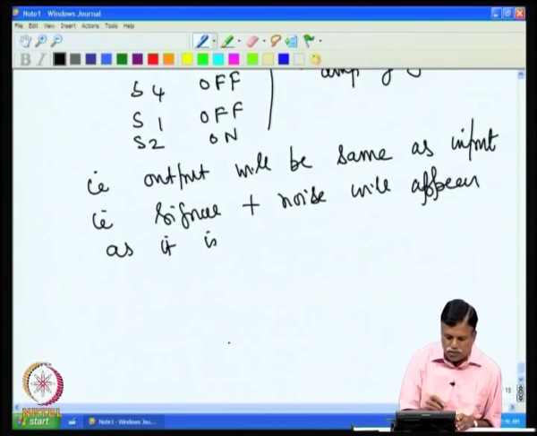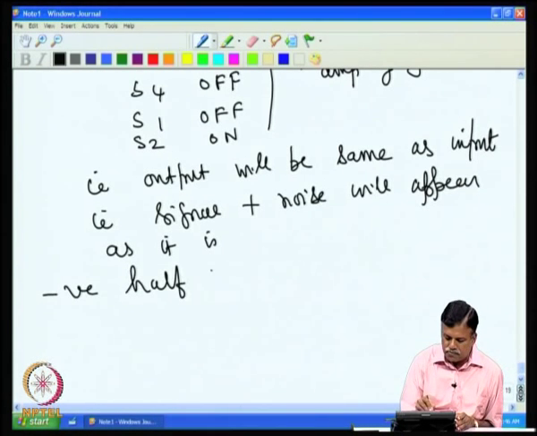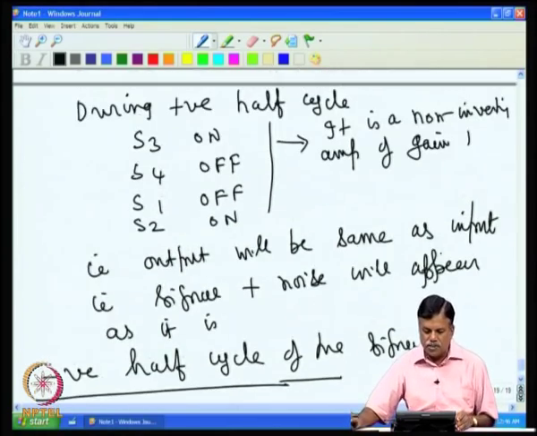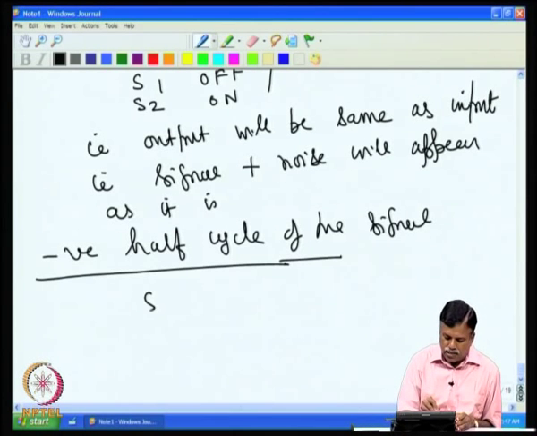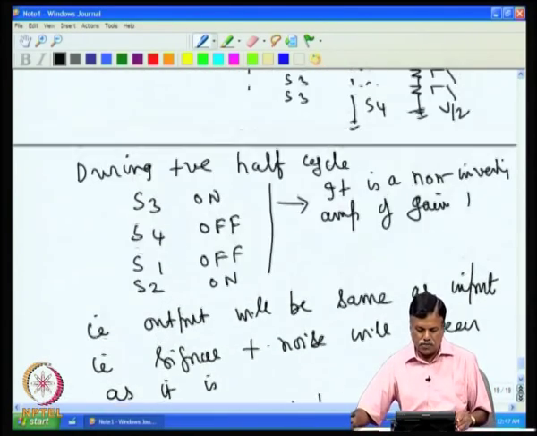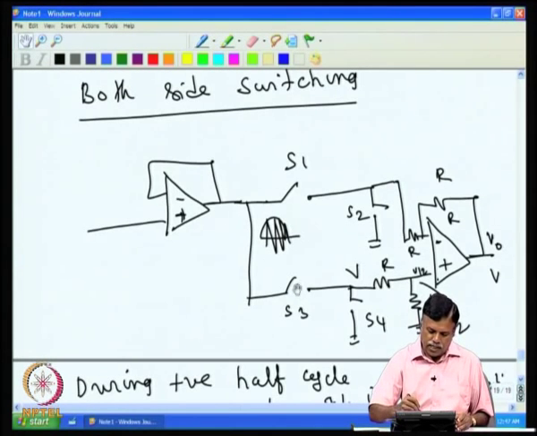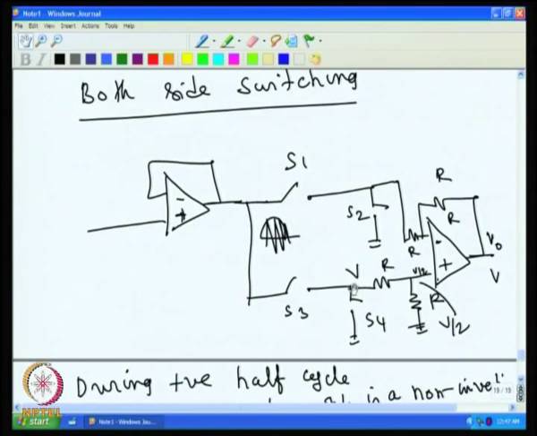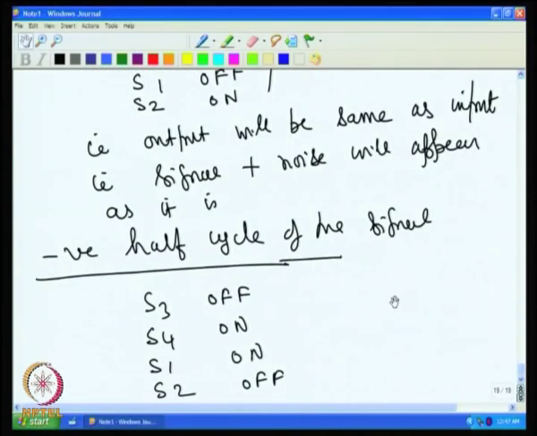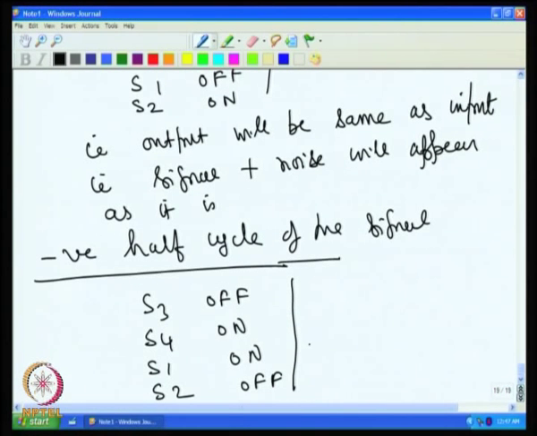Now, during the negative half cycle, we discuss the negative half cycle of the signal. What you do is, we will reverse the action, that is, I will keep S3 off, S4 on, S1 on, S2 off. That is, with the negative half cycle, I will keep this open and this is closed, so that the plus input is grounded. Now, S3 is open, so no signal is coming here, and then now S1 is on, so whatever negative signal is there, it will come here, and S2 is open, so that signal will be applied here, and this is acting as an inverting amplifier. So, this action makes it an inverting amplifier.